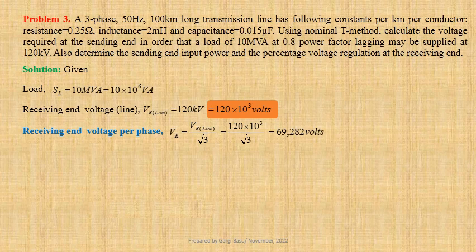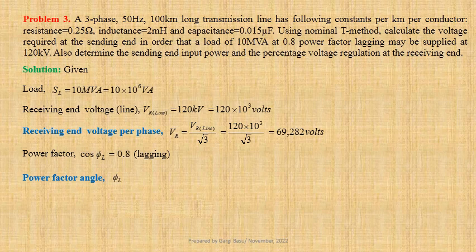69,282 volts. Given load power factor cos phi L equals to 0.8 lagging, let us now determine power factor angle. Phi L equals to cos inverse 0.8, that is equal to 36.8699 degree.